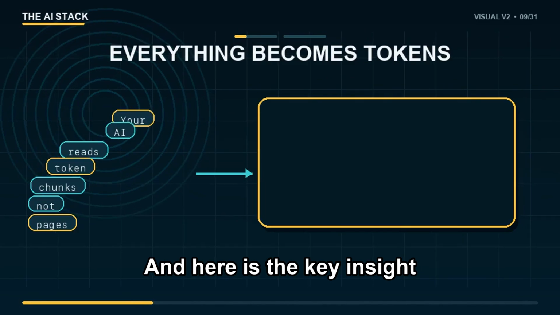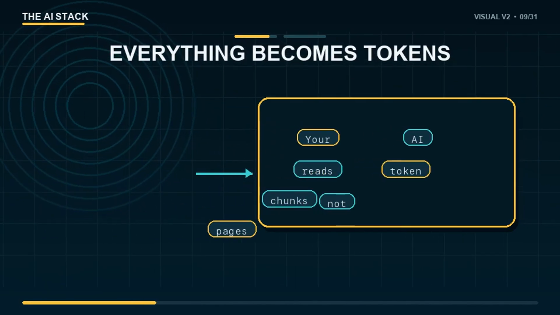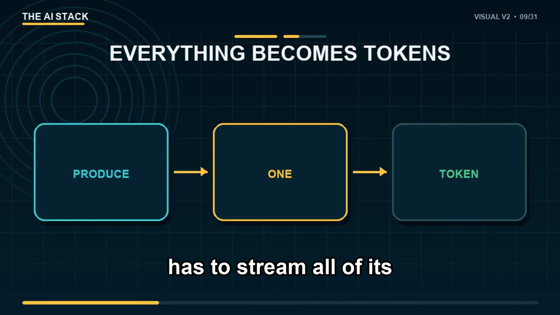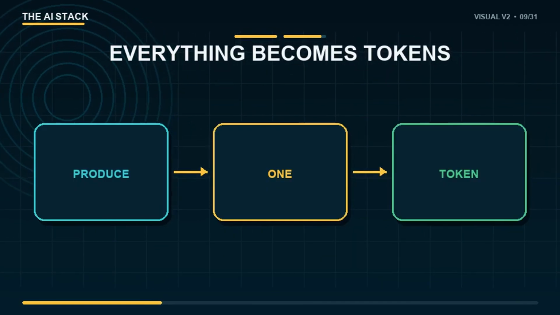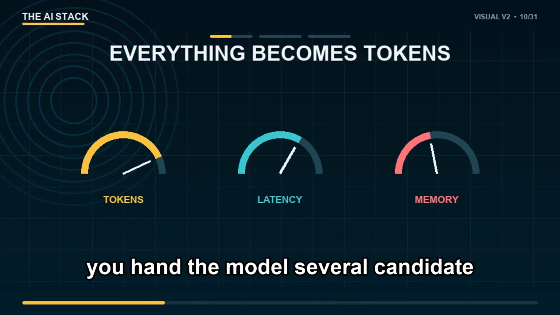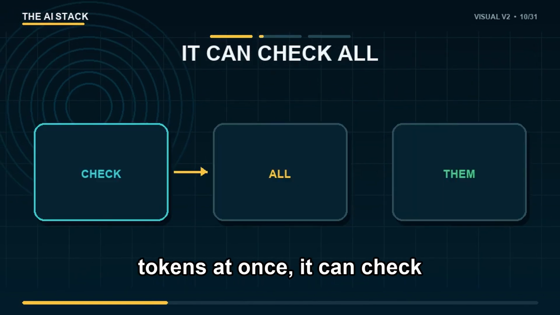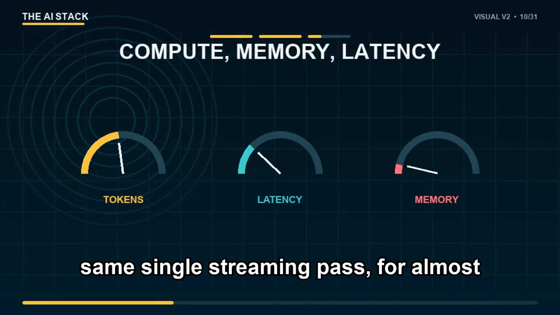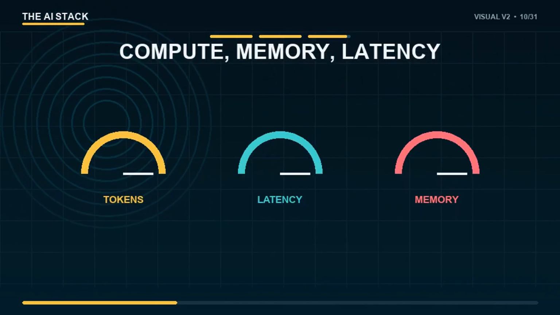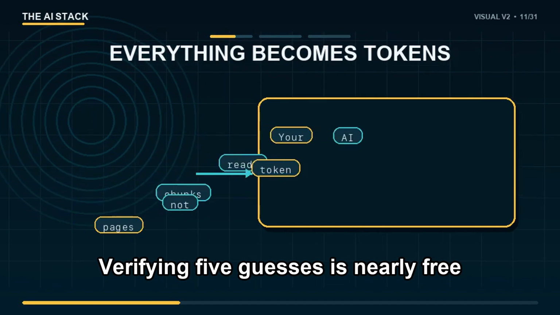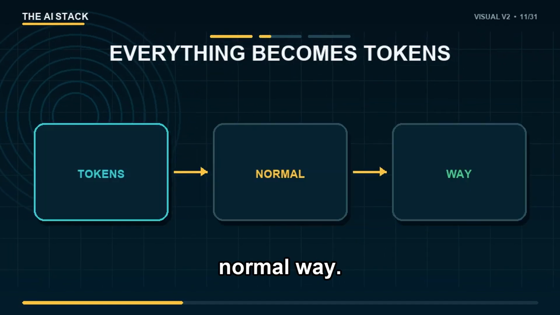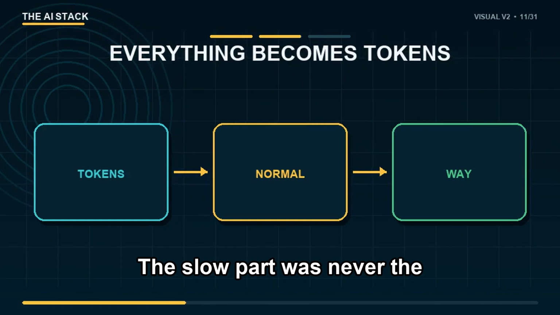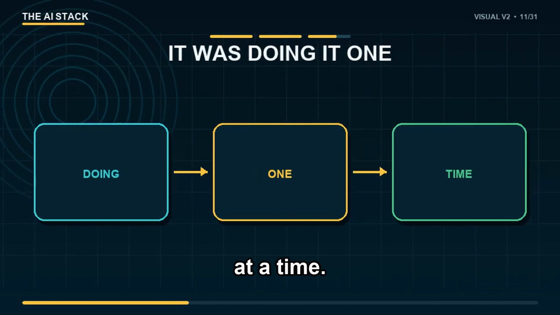And here is the key insight the whole trick rests on. To produce one token, the model has to stream all of its weights through once. But it turns out that if you hand the model several candidate tokens at once, it can check all of them in essentially that same single streaming pass, for almost the same cost as checking one. Verifying 5 guesses is nearly free compared to generating 5 tokens the normal way. The slow part was never the checking, it was doing it one at a time.